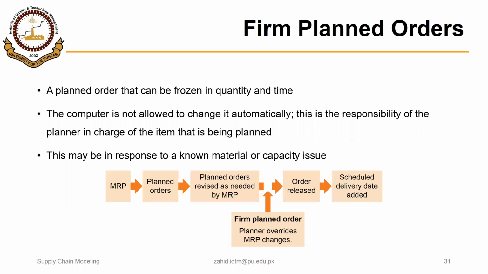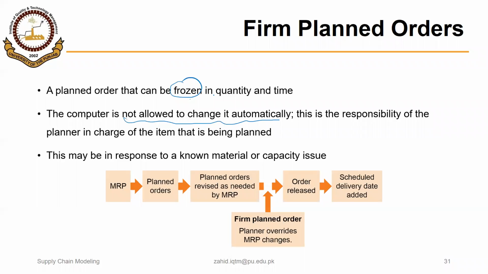Another important concept that we are going to discuss somewhere in between is firm planned orders. This is a planned order that can be frozen in quantity and time. It is very similar to the demand time fence, conceptually similar to the demand time fence that we discussed in MPS. The computer is not allowed to change the planned order in terms of quantity and time automatically. This is the responsibility of the planner in charge of the item being planned. This may be in response to a known material or capacity issue.